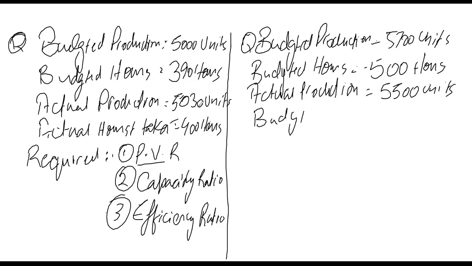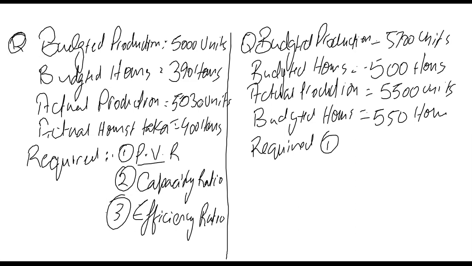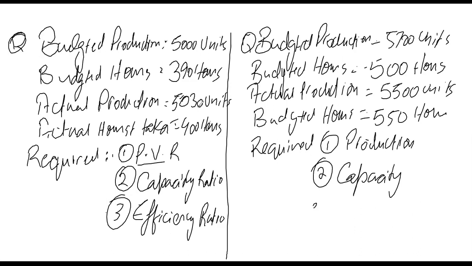Actual hours is, let's suppose, 550 hours. Now required is that you need to calculate the production volume ratio, capacity ratio, and efficiency ratio. Let me give you two more questions so that we can basically understand the entire concept very well.